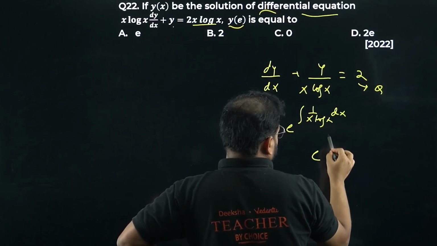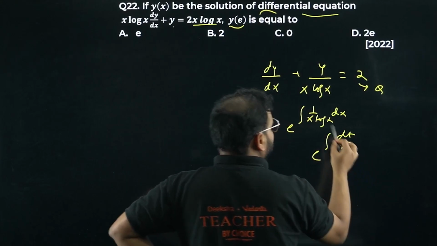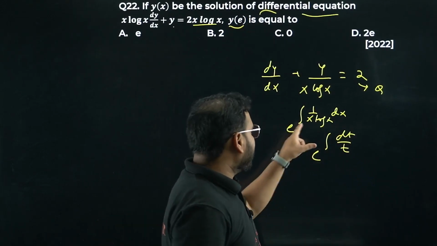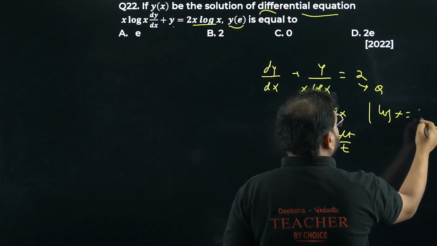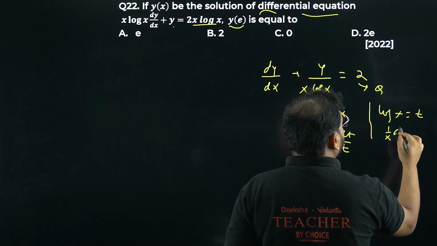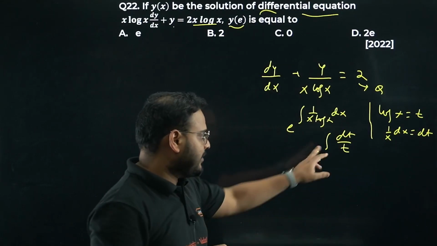I can take log x as t, no? It will become dt by t. If I take log x as t, then you'll have 1 by x dx as dt. So dx is there, 1 by x is there, so you'll have dt by t.